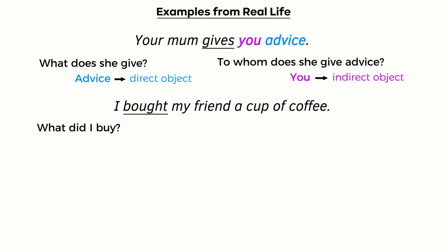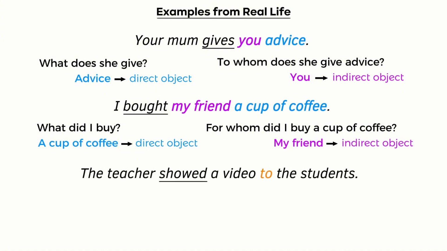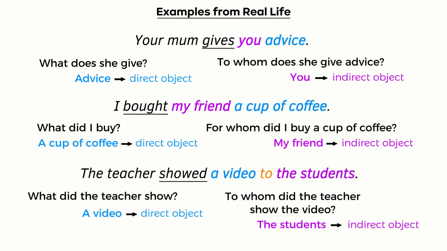I bought my friend a cup of coffee. What did I buy? A cup of coffee. Direct object. For whom did I buy a cup of coffee? My friend. Indirect object. The teacher showed a video to the students. What did the teacher show? A video. Direct object. To whom did the teacher show the video? The students. Indirect object.